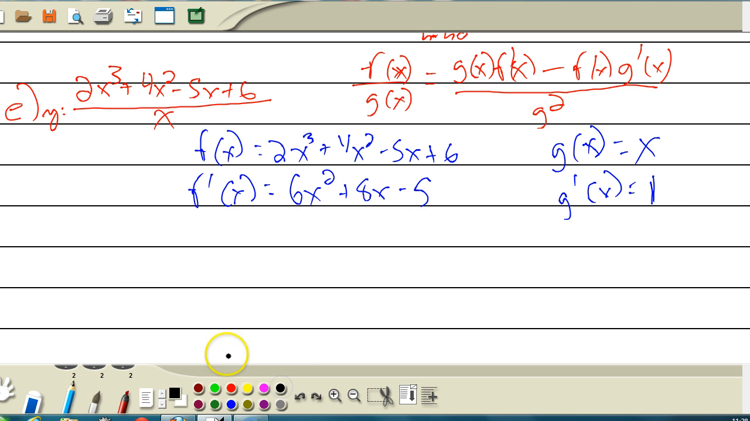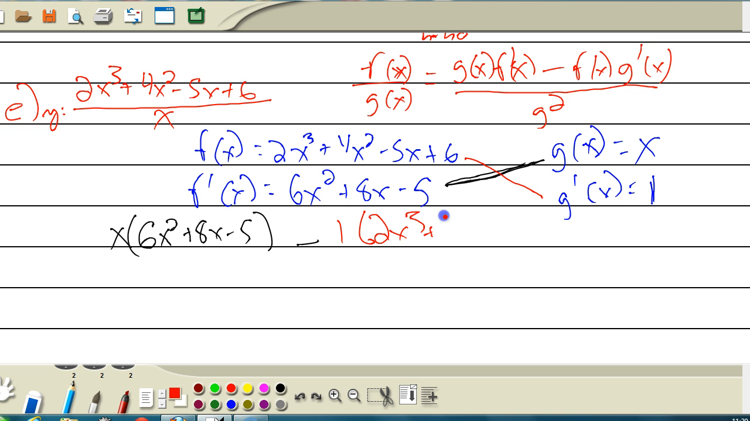So we plug in. It's f prime times g, so it's going to be (6x squared plus 8x minus 5), all of this times x, minus, I'm going to use a different color so you can see better, these two: 1 times (2x cubed plus 4x squared minus 5x plus 6), divided by x squared. Alright, let's simplify this out.